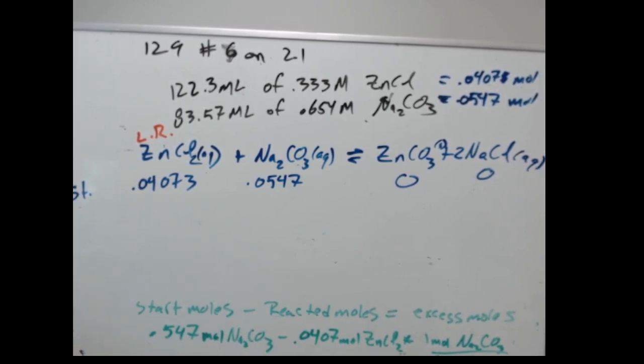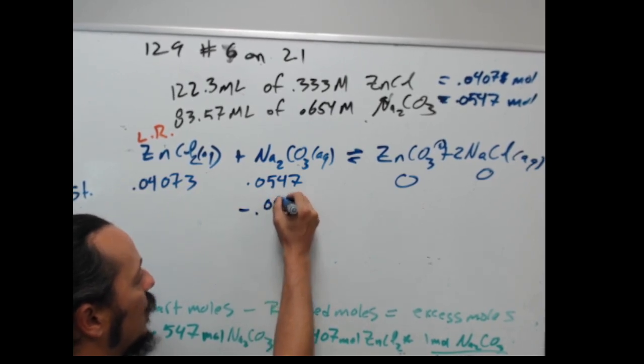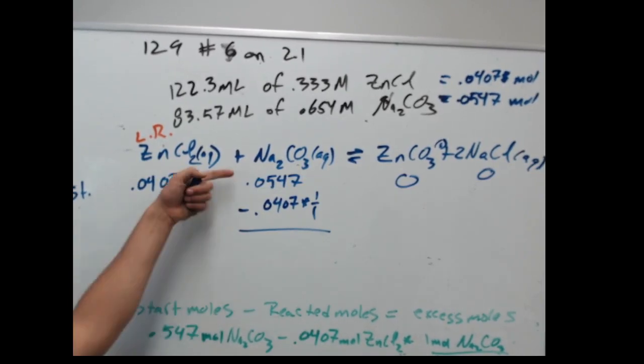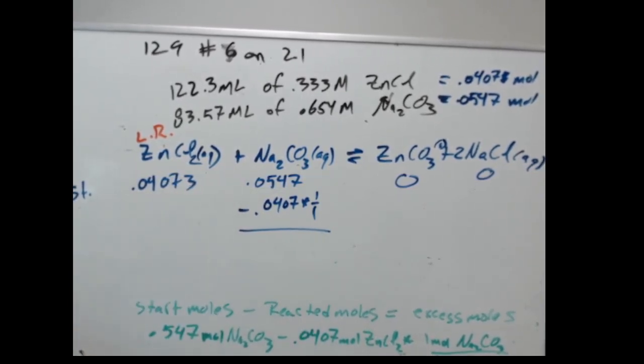So I do all of this math, and instead of doing it in a line like this, I set it up so it's 0.547 minus 0.0407 times 1-to-1. And then I have my total going this way. There are a couple of reasons why I prefer that method. It saves space. It allows us to do all 4 at the same time. It changes the way we think about the math to some degree, but we still get the same numbers.